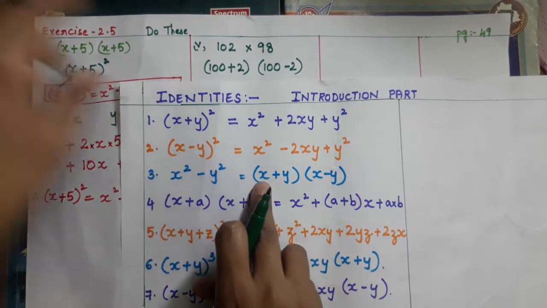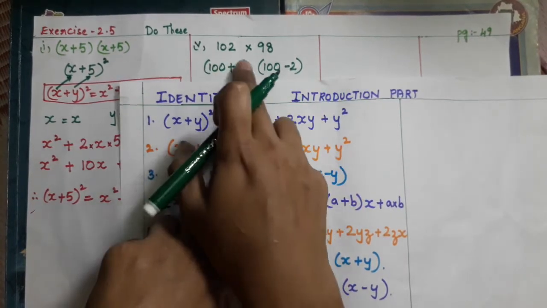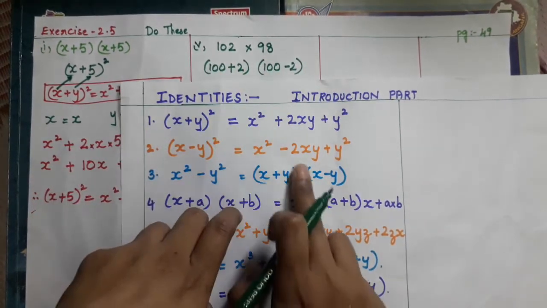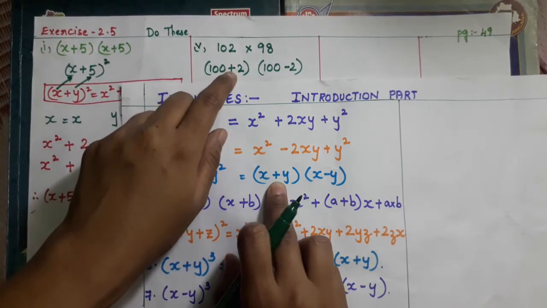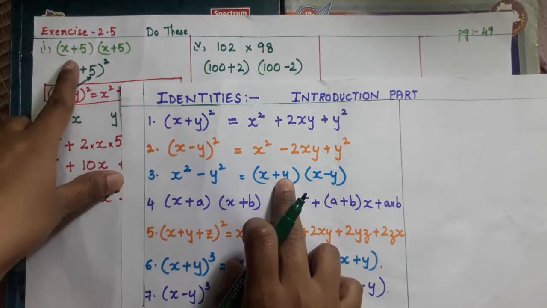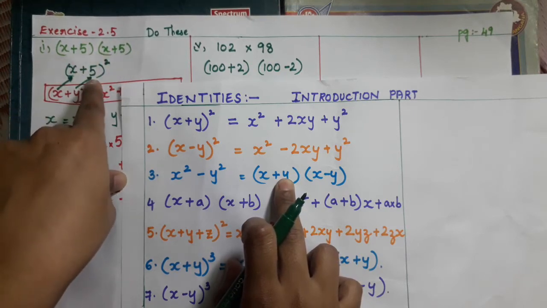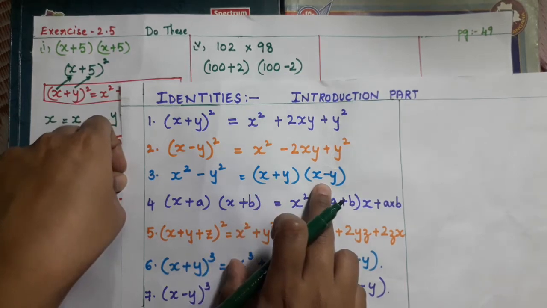Are you understanding, children? See here. Here we don't have any squares, and we have two brackets. So here we have two brackets, and one is plus and one is minus. So we can use this formula. Why did we not use the other one here? Because there both are plus. Because of that reason we have taken the square. Here one is plus and one is minus.